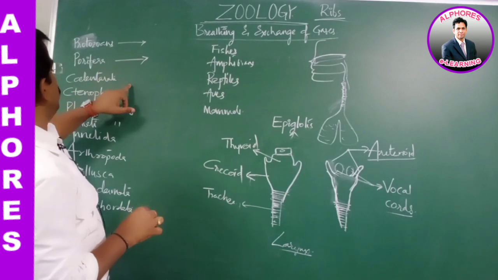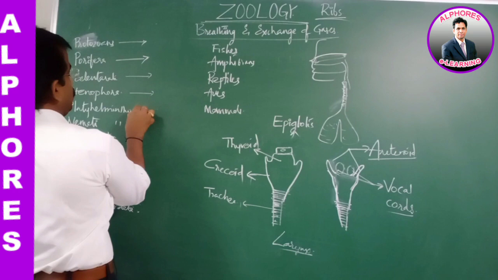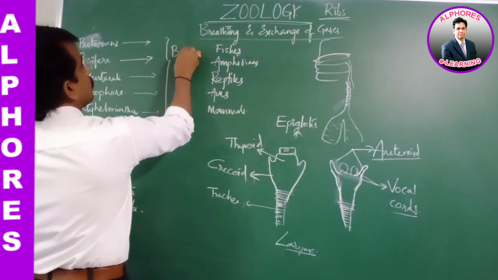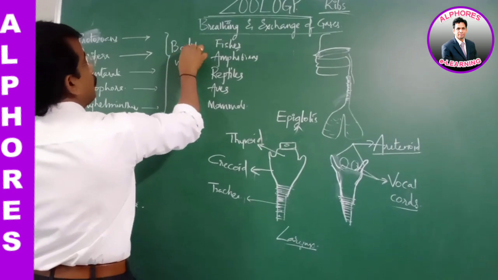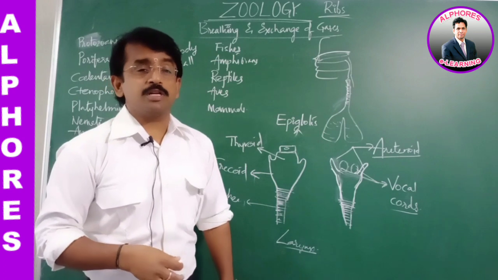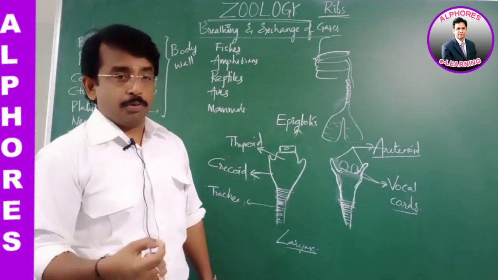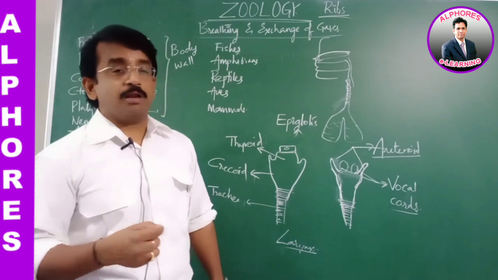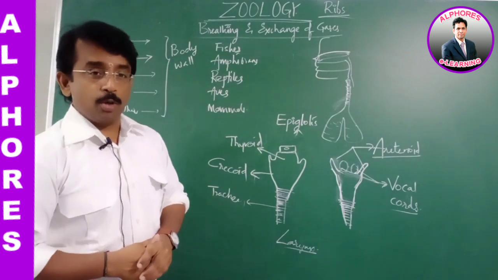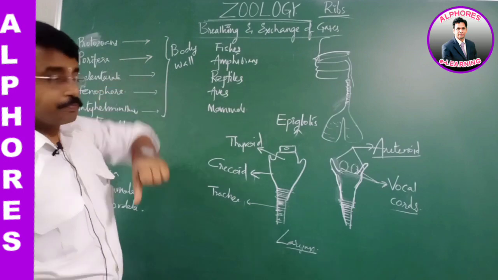Protozoans, poriferans, coelenterates and the ctenophores are the members in which gas exchange takes place through the body wall by diffusion. Not to be confused: the protozoans are unicellular, and poriferans, the sponges, are multicellular but small. So how does it work with the body wall? Body wall, in the sense here, is the plasma membrane.